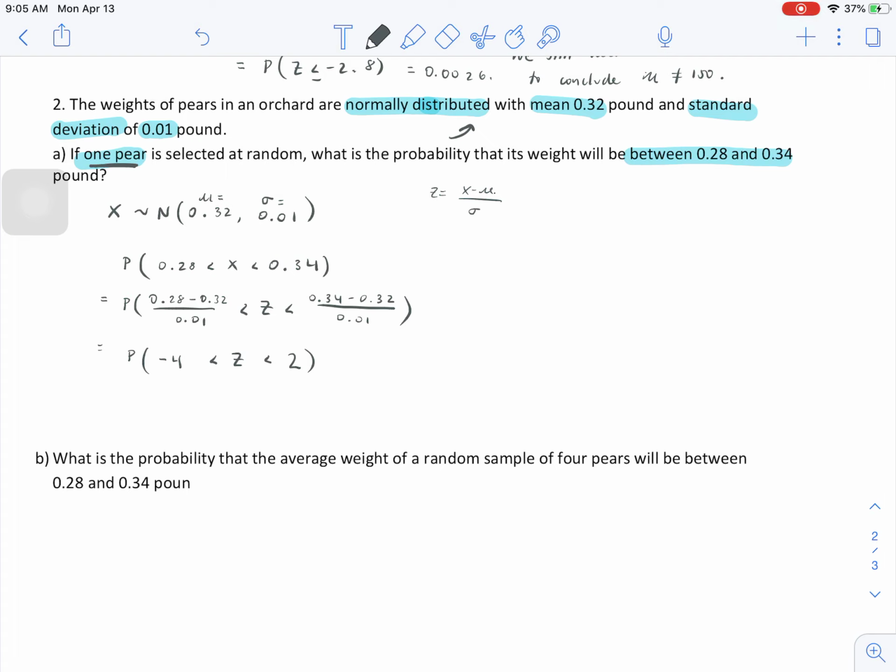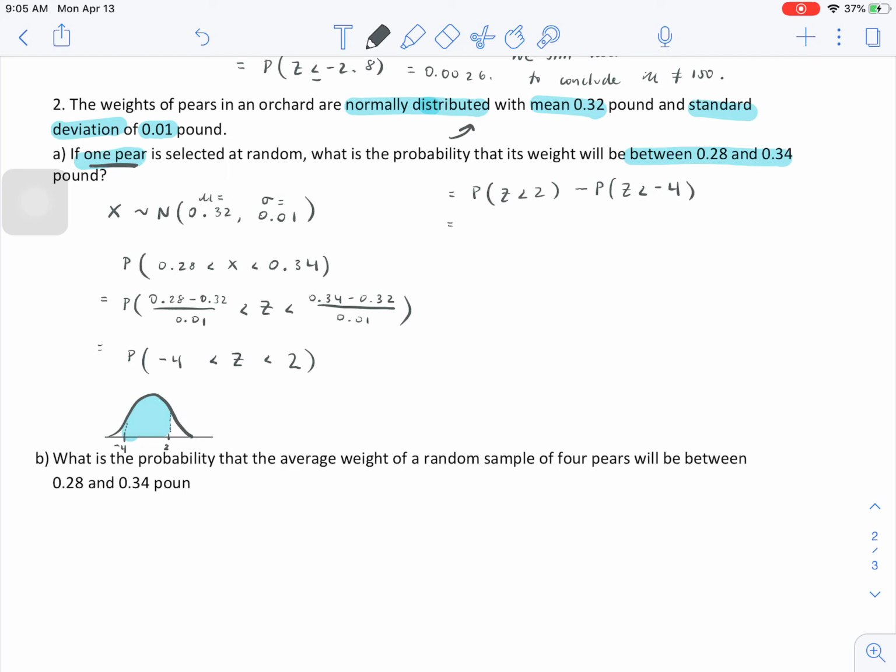We want to find the area between two z-scores. As a reminder, how do we do that? Let me draw my picture. Say -4 is here, and 2 is here. So I want the shaded area in the middle. Well, the shaded area is equal to the area to the left of 2 minus the area that I don't want, which is the area to the left of -4.